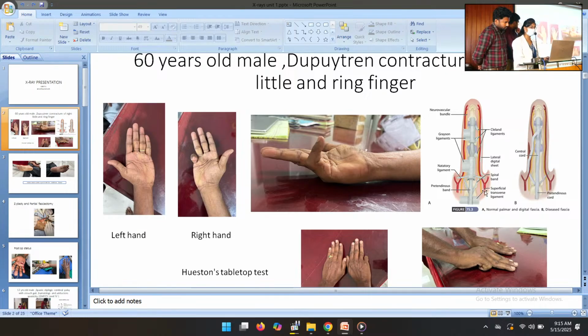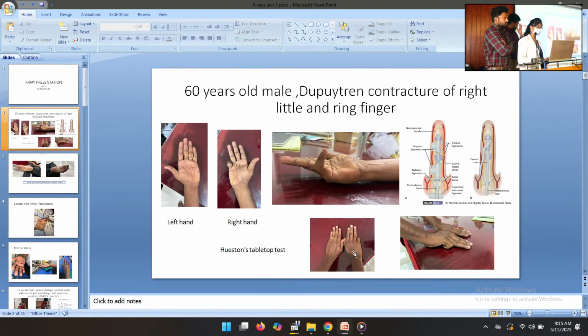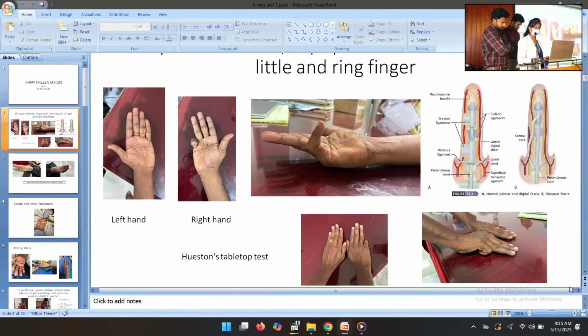This is the normal anatomy, where palmar aponeurosis continues into distal phalanx. Normal fibrous tissue is known as bands, and diseased fibrous tissue is known as cord. What this cord does is it causes the distal neurovascular bundle sheath to come into the center and causes flexion deformities at metacarpophalangeal and PIP joints. This is Hueston's tabletop test. When we place our palm flat on the table, all fingers should touch the table. Otherwise, this is known as positive Hueston tabletop test.